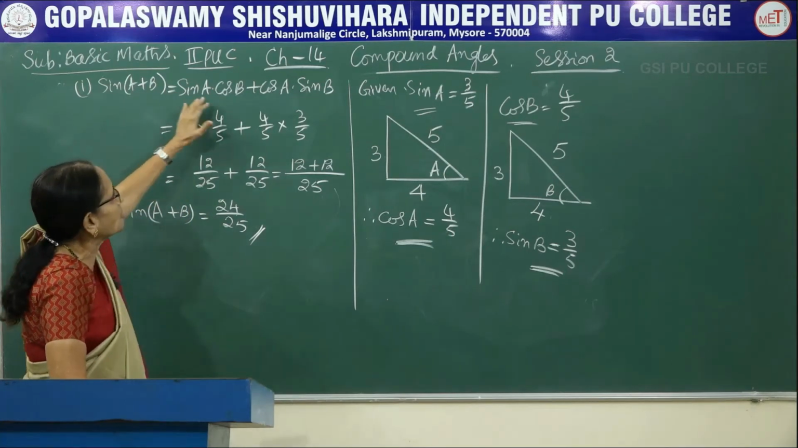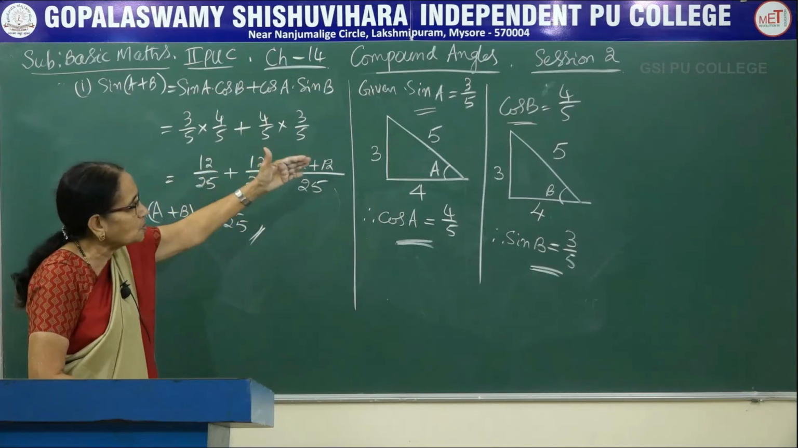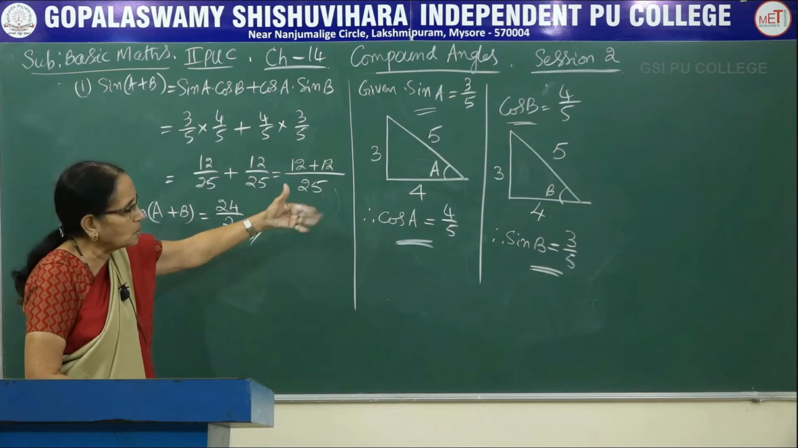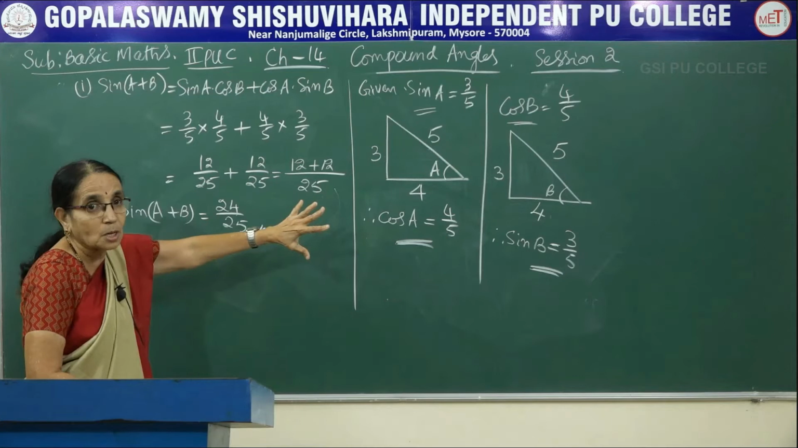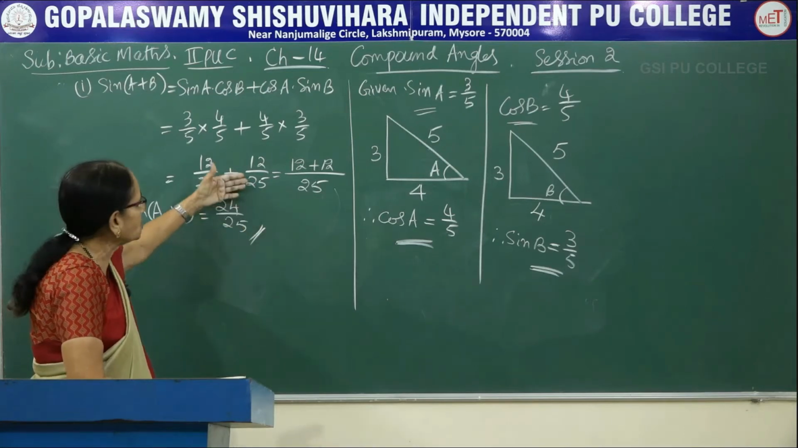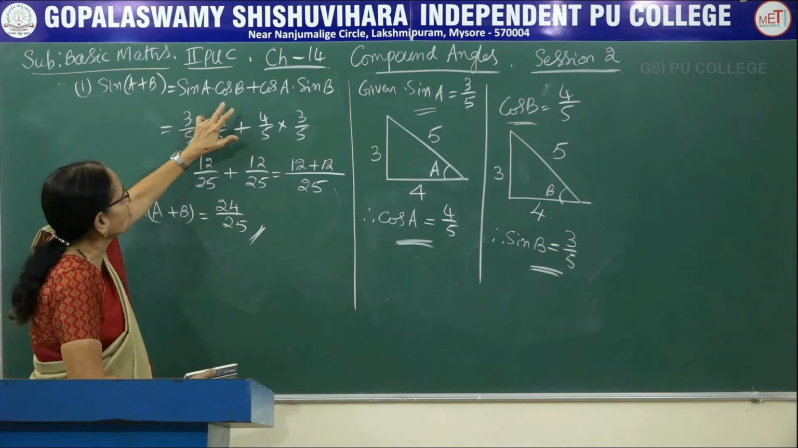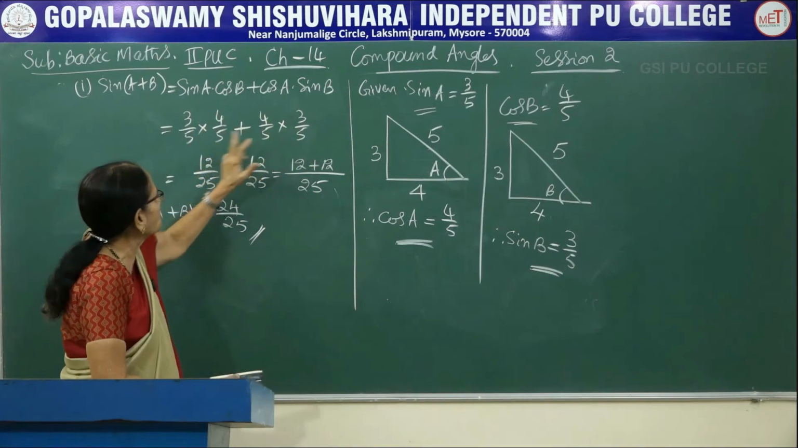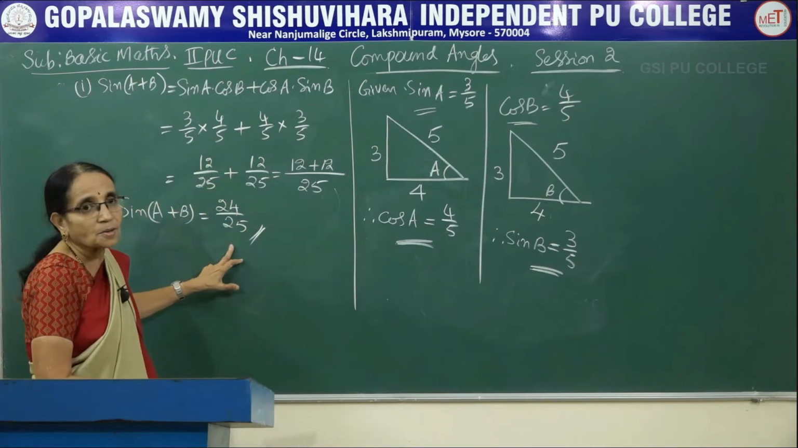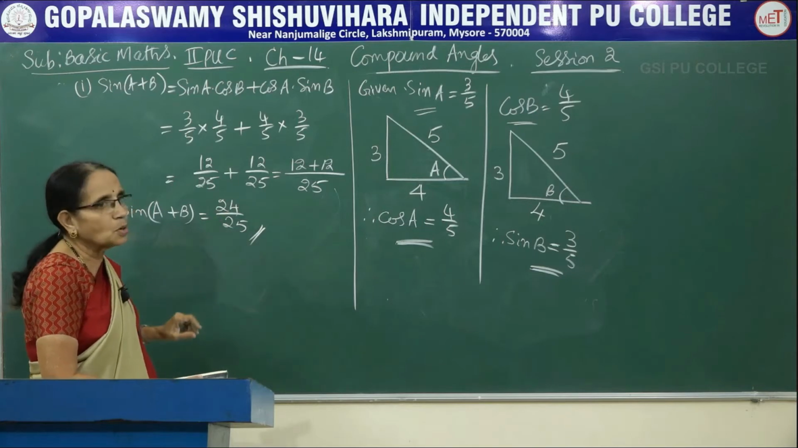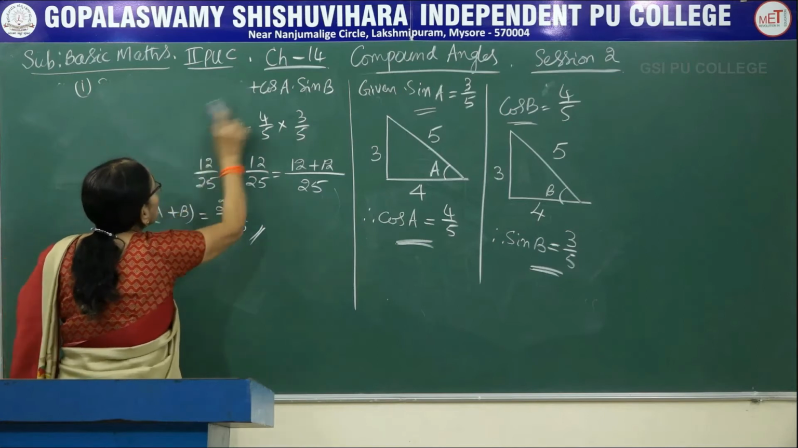Sin A plus B, write the expansion. That is why beforehand you have all the data, whatever data has been given, whatever calculation you have done, all of them together, you are ready with all the quantities that are needed for this one. Then direct substitution gives you the answer. So this is sin of A plus B, sin A cos B plus cos A sin B. Write the respective values, do the arithmetical calculation, and we get sin of A plus B to be equal to 24 by 25.